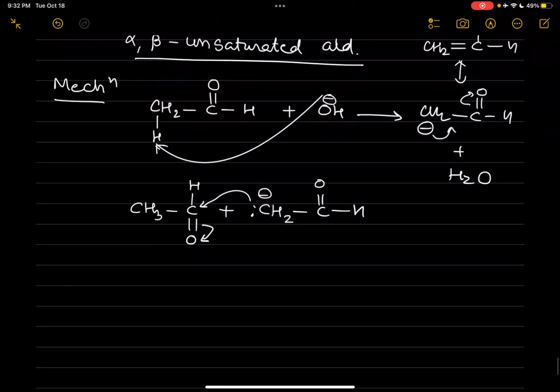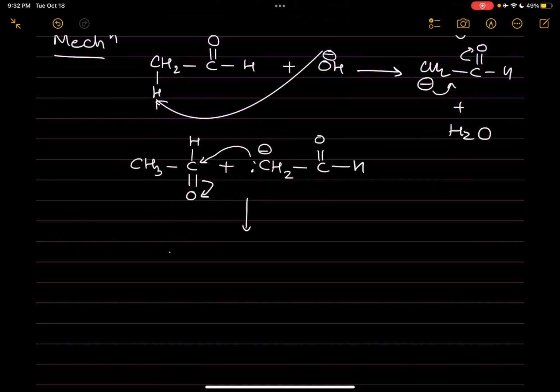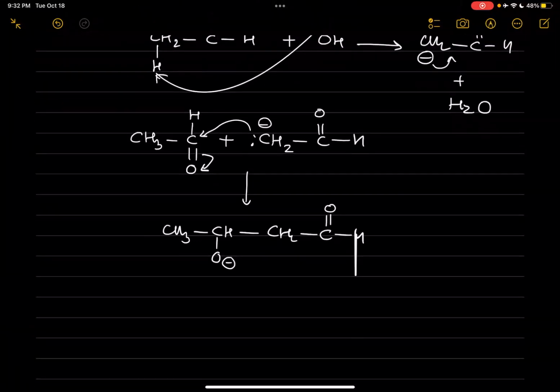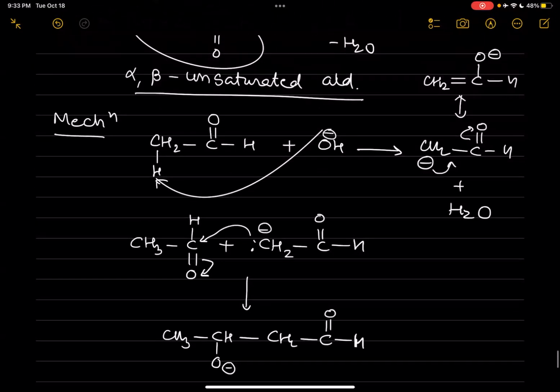So this carbanion is going to do the nucleophilic addition reaction on the C=O. This is minus CH2CHO. So it is known as an aldol. And this minus, look here, the base has started this reaction. Can you see over here? The base has started the reaction by removing acidic hydrogen from the aldehyde.